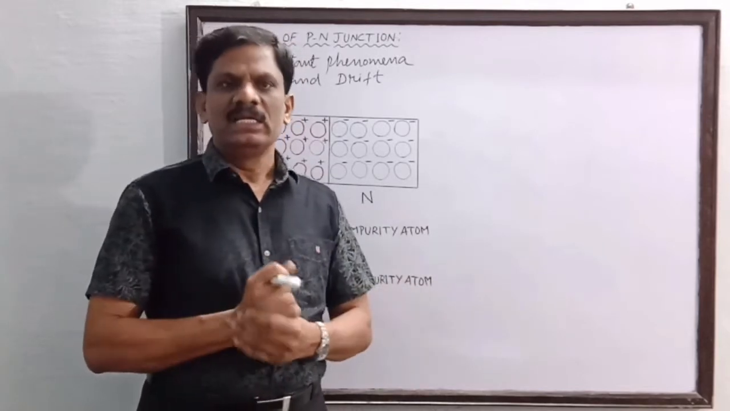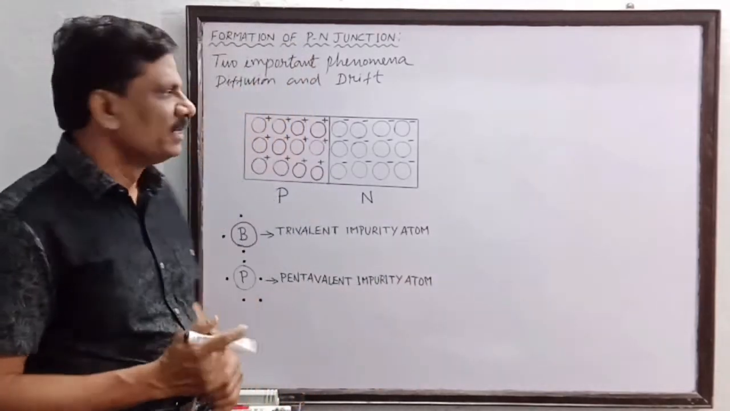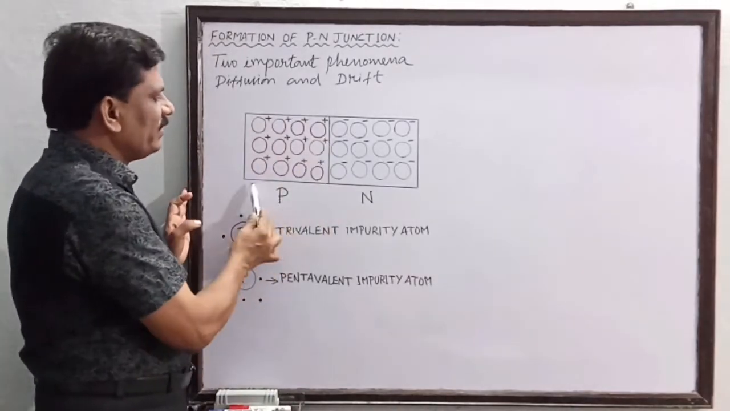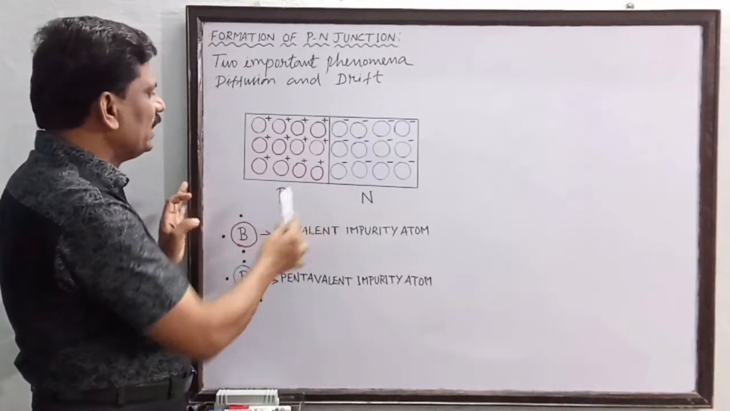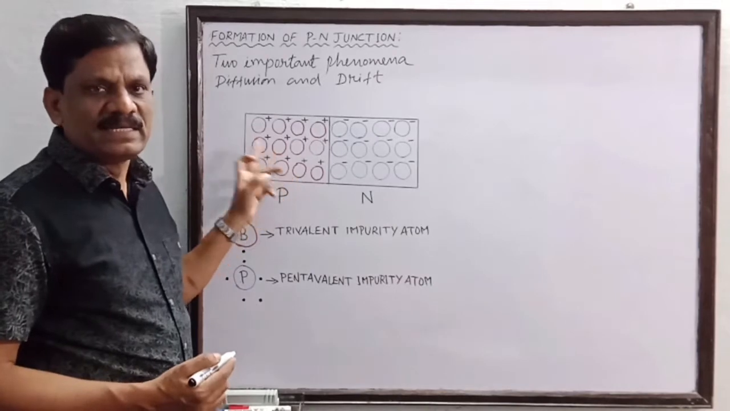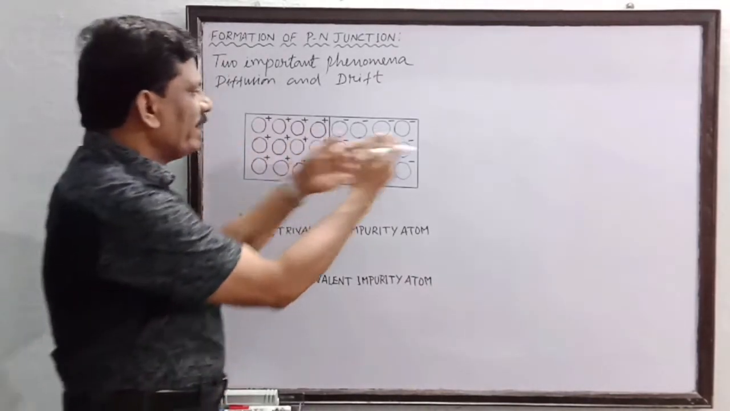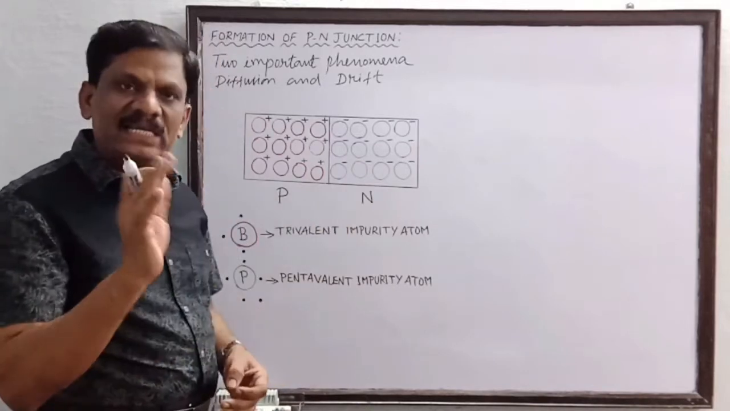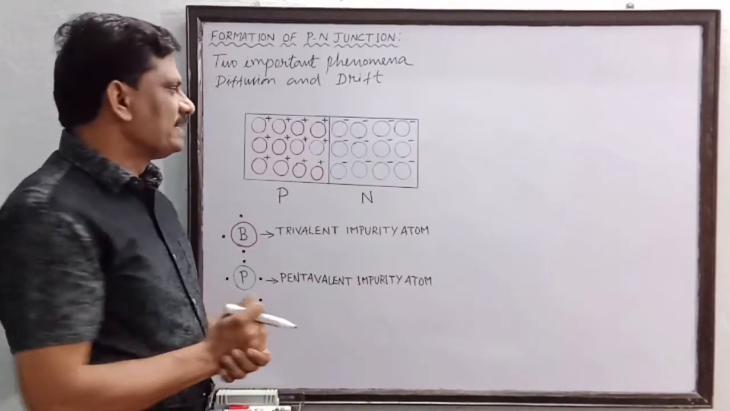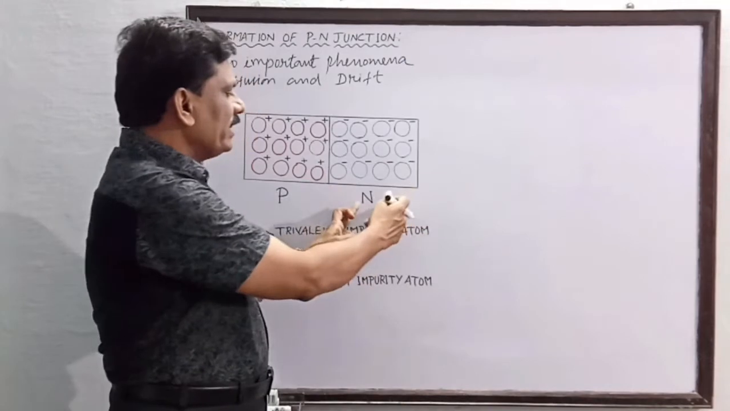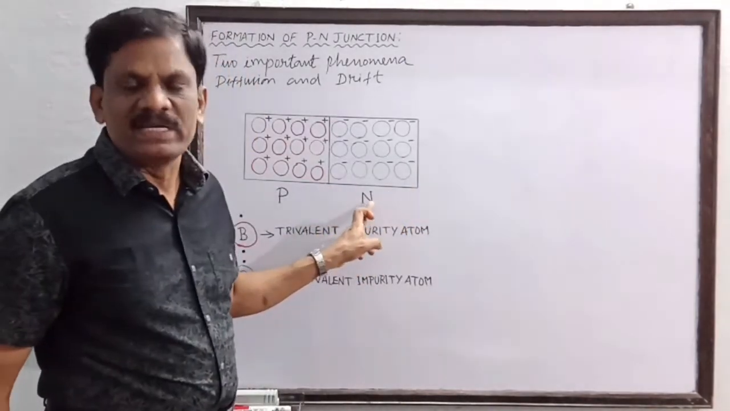Before that, now you look at the picture. I said the left side of the crystal is doped with trivalent impurities. As a result, it becomes a P-type semiconductor. And the right half of the crystal is doped with pentavalent impurity atoms. As a result, the right end acts as an N-type semiconductor.